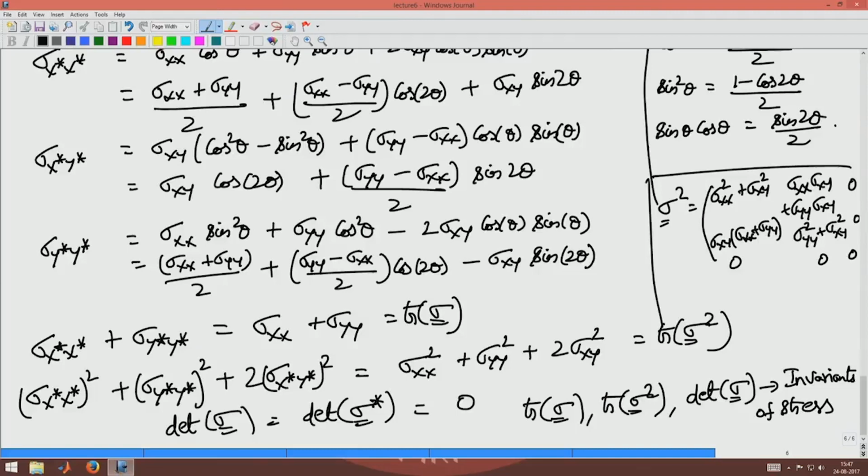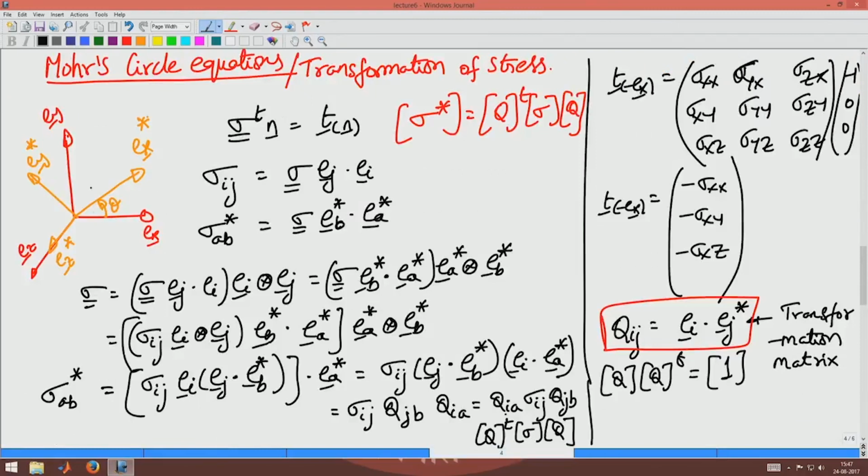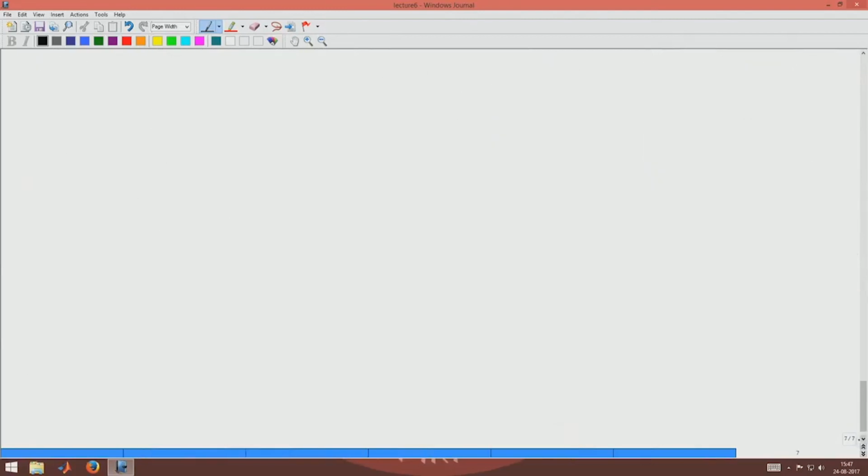Okay. So, what we have seen is that for a plane stress, when I rotate the coordinate system by an angle theta in the anticlockwise direction, how do the components of the stresses change? These quantities sigma x star, y star, and sigma x star y star. Okay. There are a couple of observations we have to make before we end this lecture. The observations are the following.